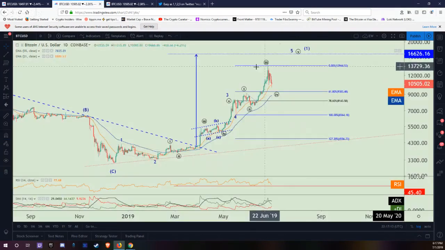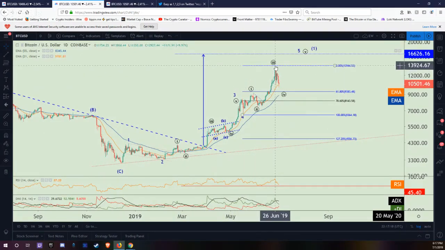Another thing is when you're looking at this wave 4 here, it's kind of an ABC corrective zigzag for the fourth wave. So I think we can get some buying interest right around this level.